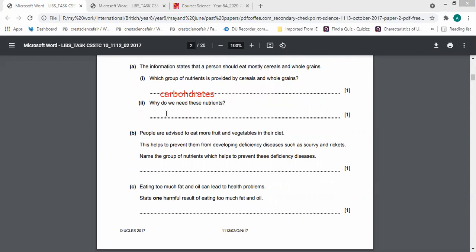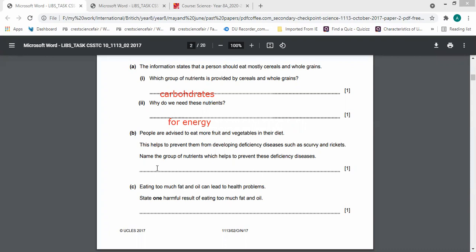Next, why do we need these nutrients? For energy. Getting energy, obtaining energy, all of these are correct. For energy. Mister, can we say to gain energy and nutrients? No, just to gain energy. The question asks about the need for nutrients for energy, not for energy and nutrients, just for energy.